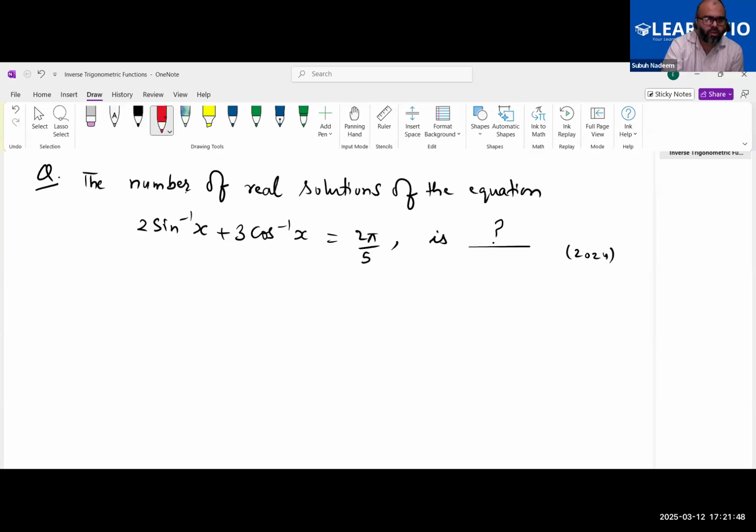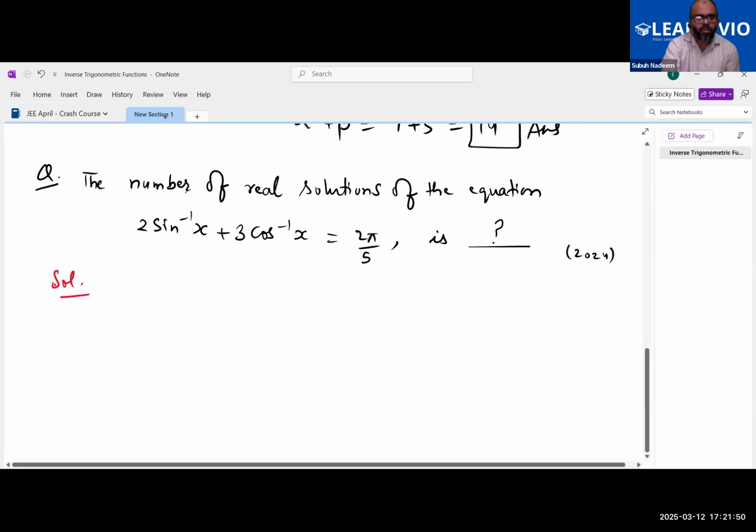So let us see how we can approach this question. So there is this relation that 2 sine inverse x plus 3 cos inverse x is equal to 2 pi by 5. There are two different functions. One is sine inverse, another is cos inverse. Is there a way that we can write only one function? Is there any such way, either in sine inverse or in cos inverse?